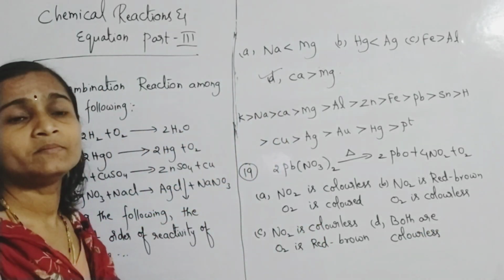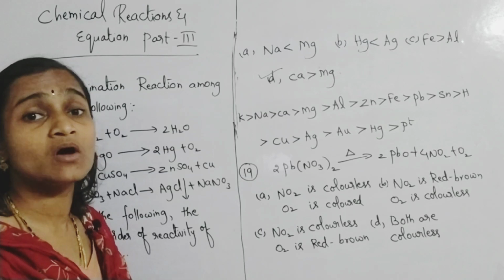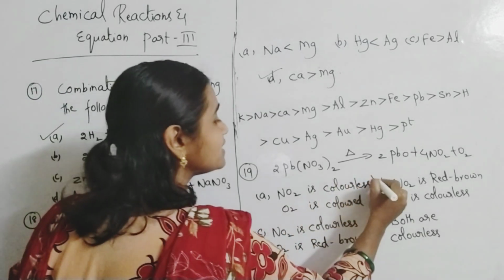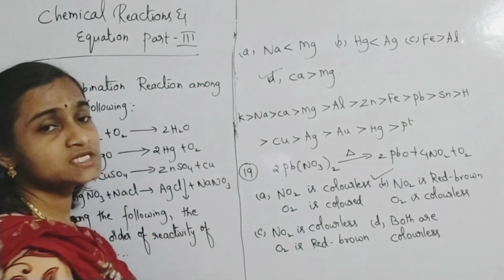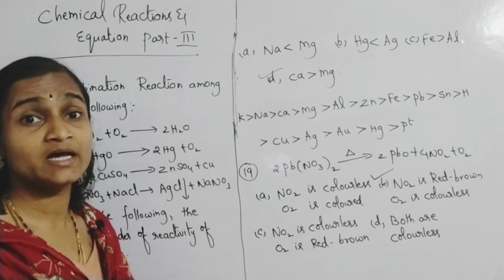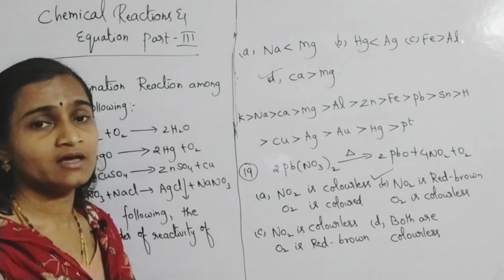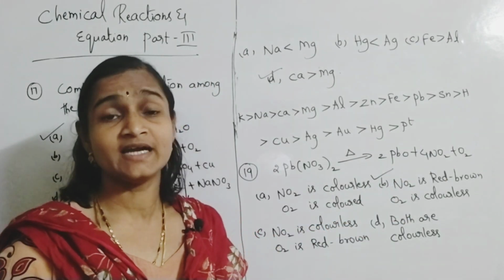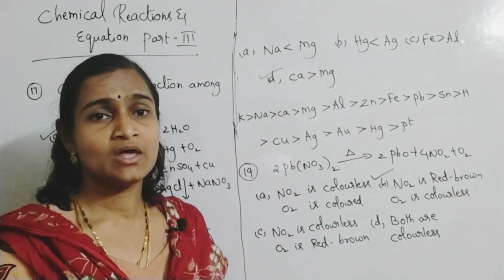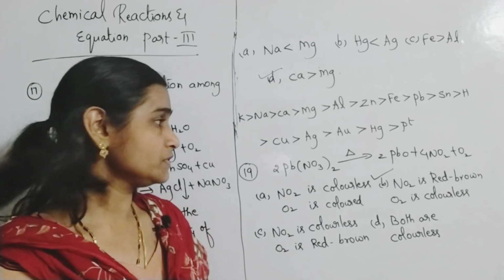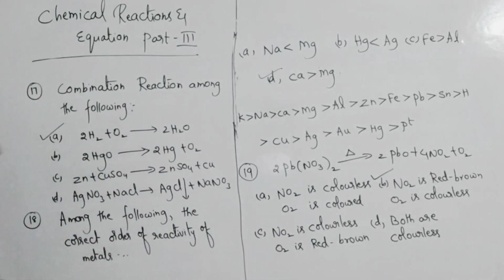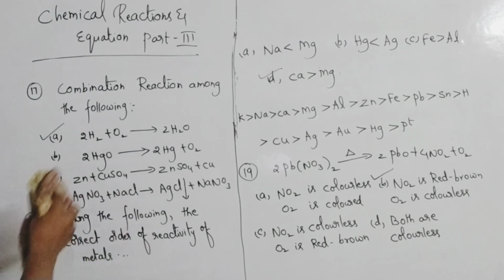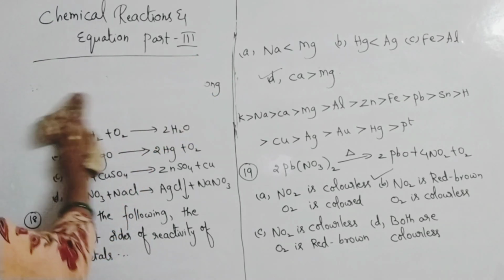So what is the option? Yes, you have to remember that NO2 is a reddish brown colored gas which is released by the thermal decomposition reaction of lead nitrate. Thermal decomposition of lead nitrate gives you nitrogen dioxide, a reddish brown colored gas. So you have to remember that point. It's a very important question which you will come across many times. So that is question number 19.